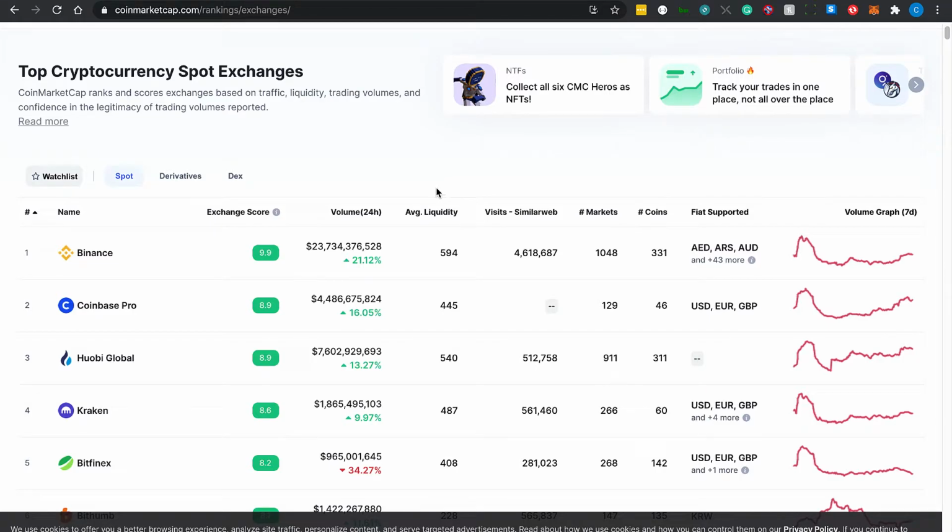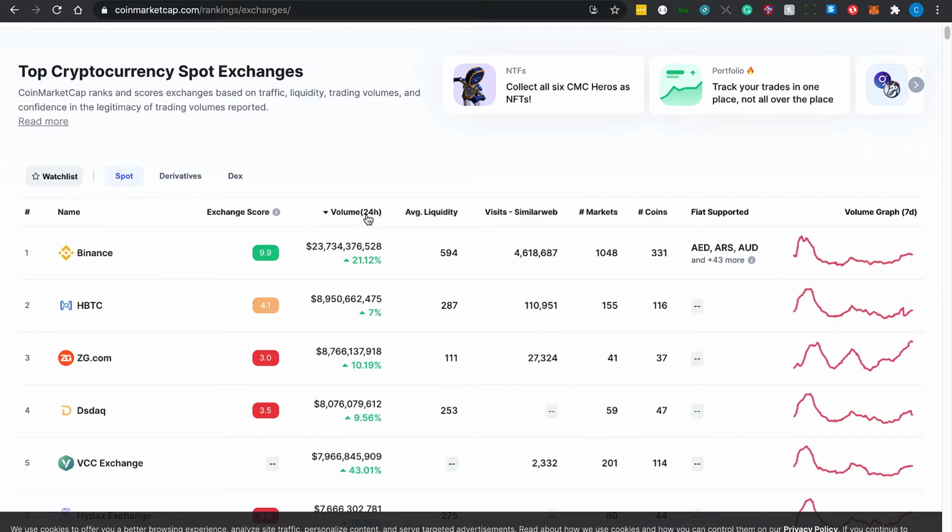The next thing to do is to sort by volume. You can see the highest volume as of right now is Binance. The 24-hour transaction volume right now is the highest for Binance. So when we look through this data, we selected one of the largest, if not the largest, centralized crypto exchanges based on transactional volume as our benchmark. So in this case, we chose Binance.